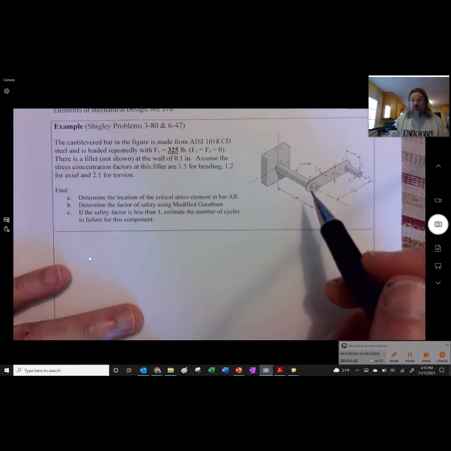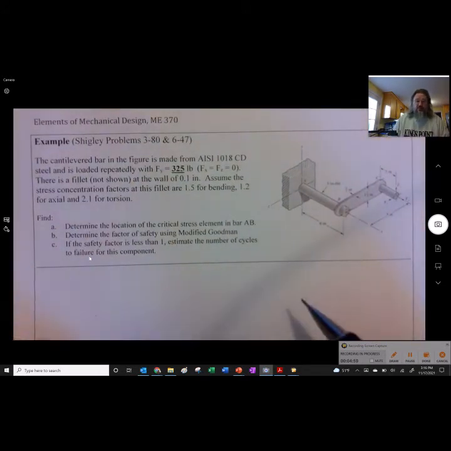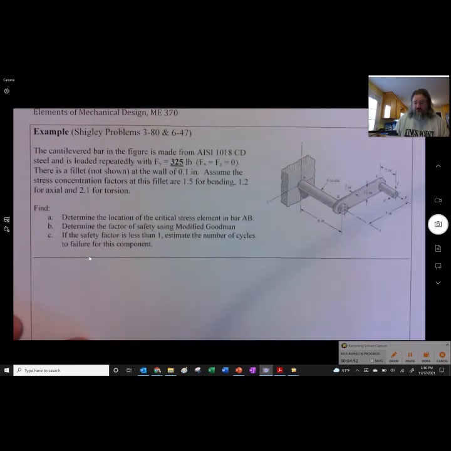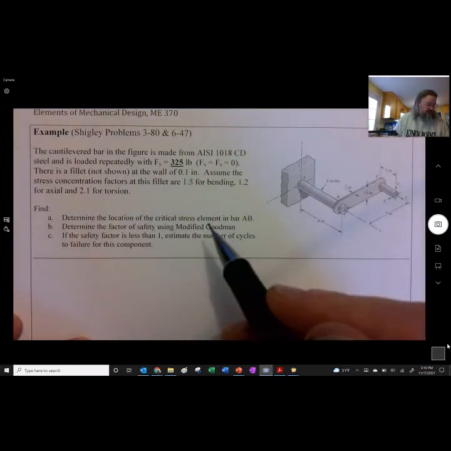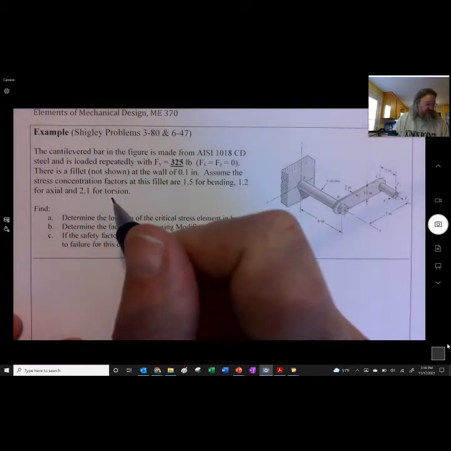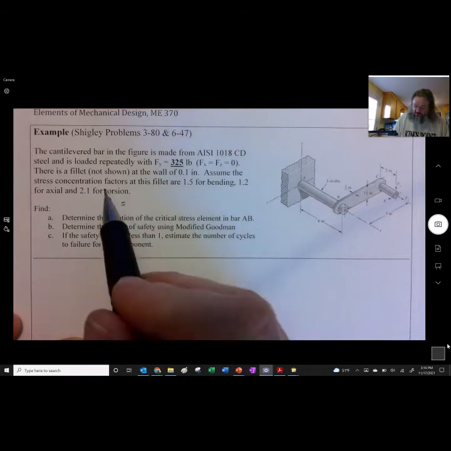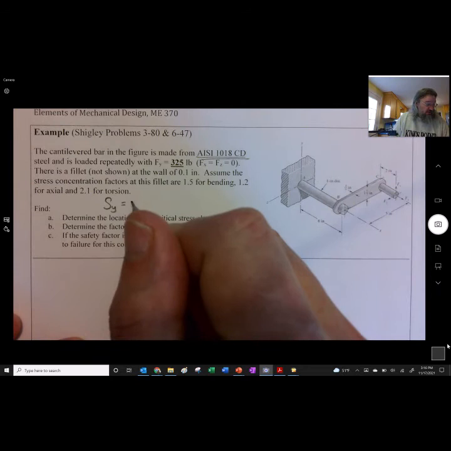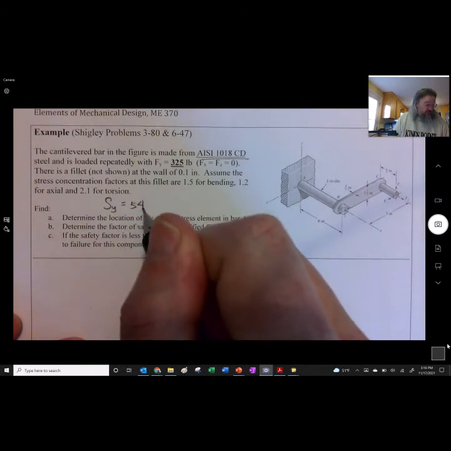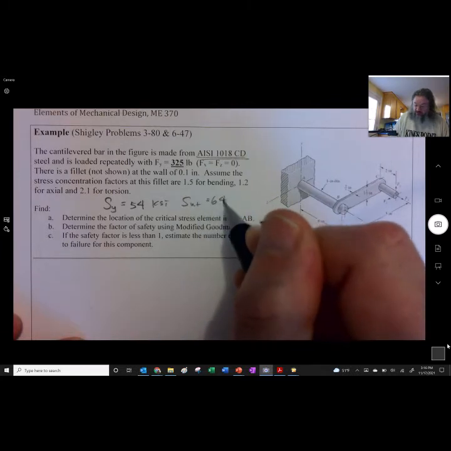So I'm going to break my own rules here, and I'm not going to do the FBD, but you really should almost every time. Here's an exception where I'm not going to. So let me close this thing down. All right, so maybe the first thing I'm going to do is find some material properties, and I'll get the yield. This was for 1018 cold drawn. We get 54 ksi yield and an ultimate strength of 64 ksi.